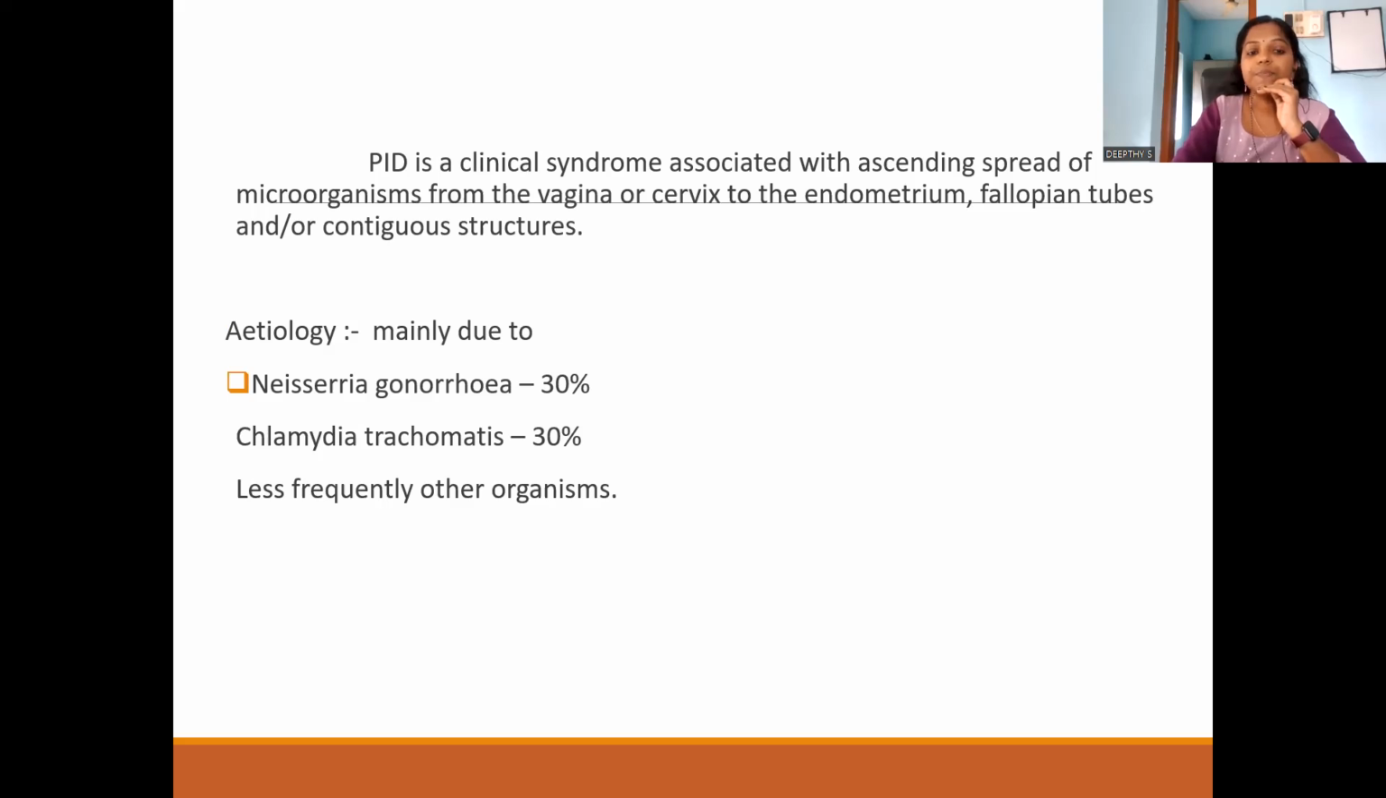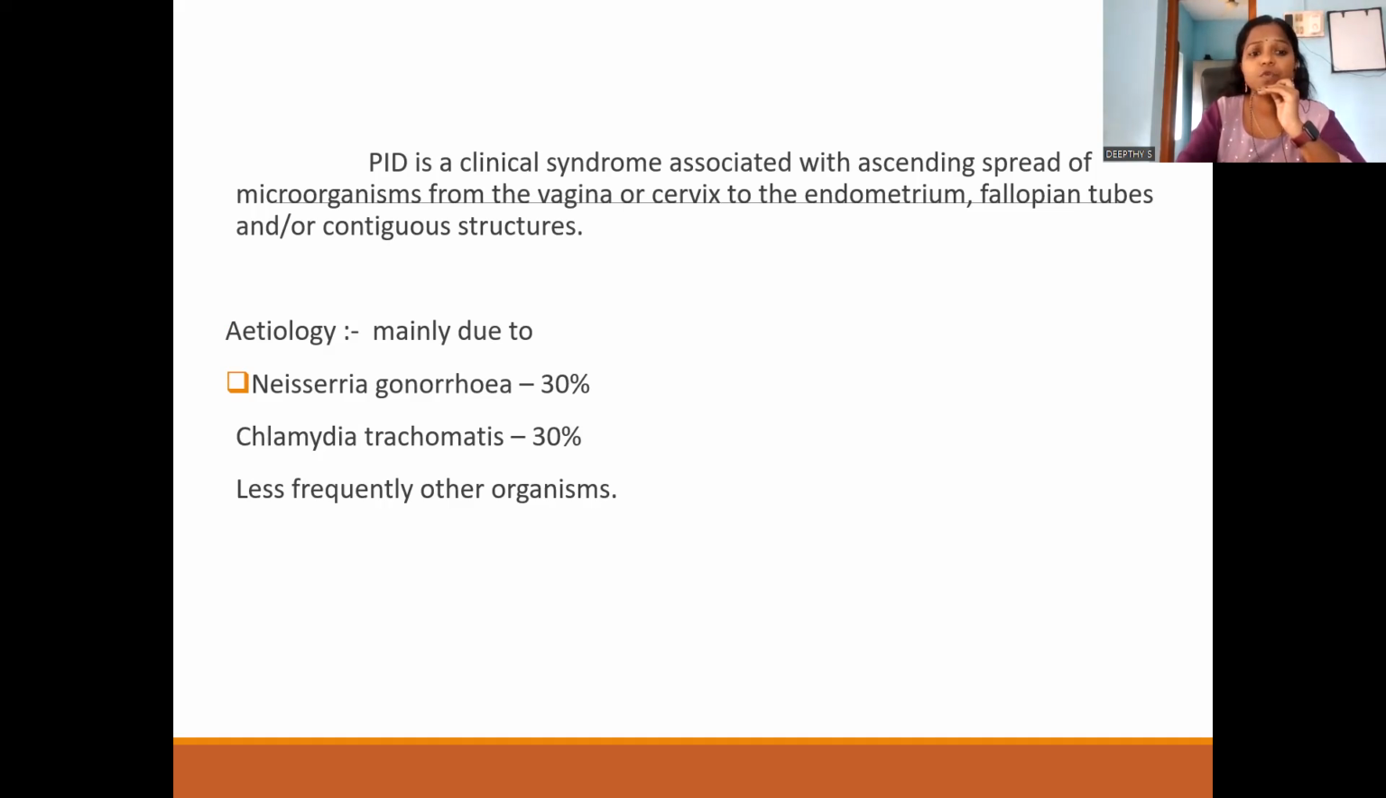So in this PID, it is associated with the ascending spread of microorganisms from the vagina and cervix to the endometrium. It is an ascending infection. That is, once there is vaginitis or cervicitis, an inflammation and infection of the lower genital tract, it ascends to the upper genital organs and manifests as pelvic inflammatory disease. There is infection and inflammation of the uterus, ovary, and even the fallopian tube.